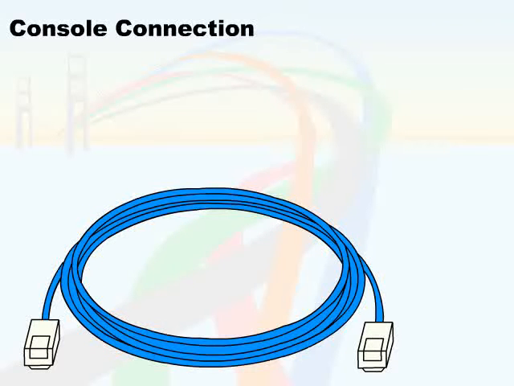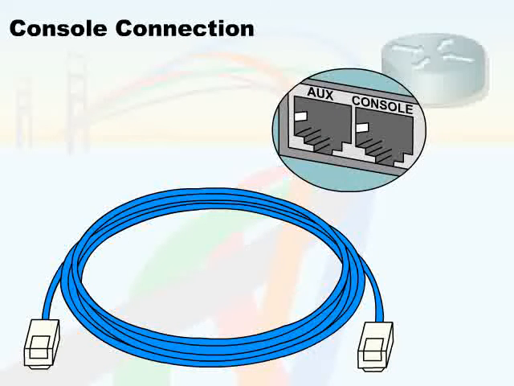This is a terminal connection, and then plug the other end into either the console or the auxiliary port of a router. Now, every Cisco router is going to have at least a console port. The console port allows you to use a terminal connection, something like HyperTerminal or TeraTerm, to be able to make an actual connection, a VT100 connection to the router for configuration.